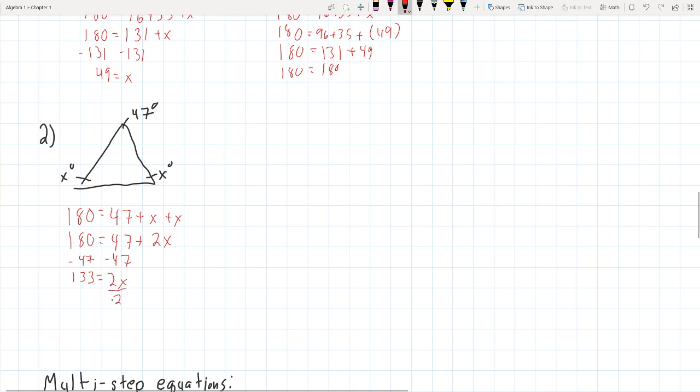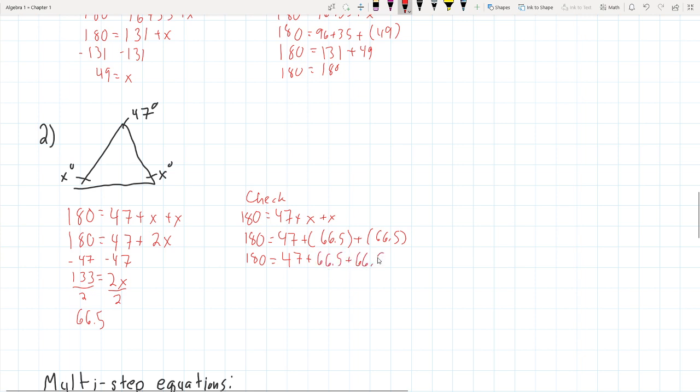I want to get the x by itself still, so I'm going to divide everything by 2. And I'm left with 66.5. And so I do a little check. I say, okay, 180 equals 47 plus x plus x. So 180 equals 47 plus 66.5 plus 66.5. 180 equals 47 plus, that is 133. So 180 equals 180.